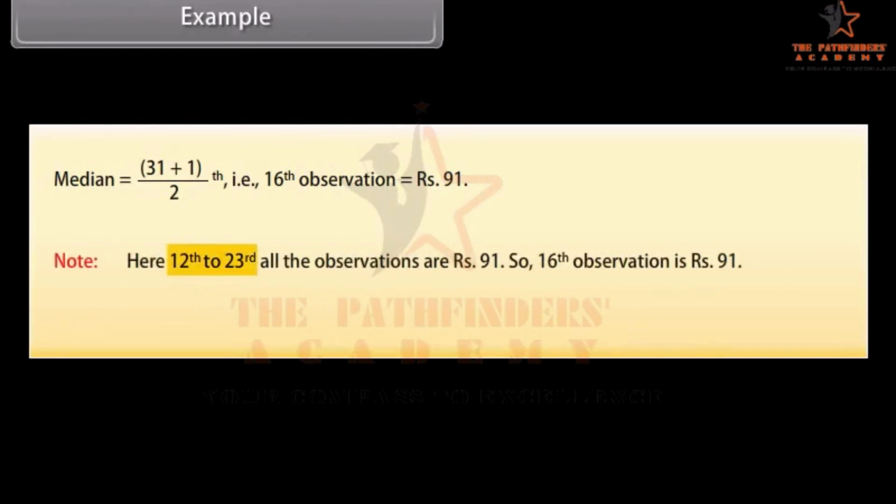Here 12th to 23rd, all the observations are rupees 91. So, 16th observation is rupees 91.